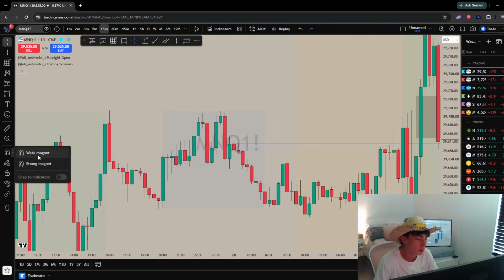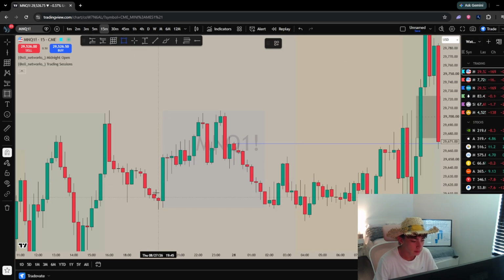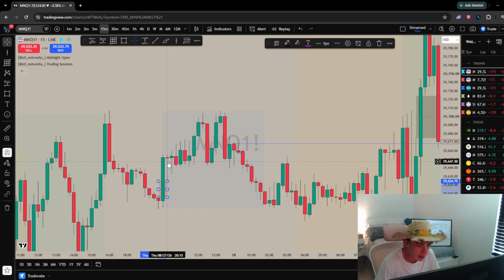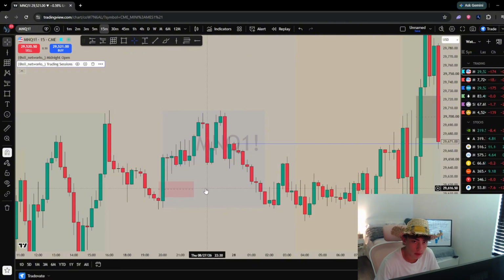So we can take our magnet, put on the weak magnet, and then drag our cursor to the first candle here. There's a candle here, and then there's another candle that goes up, and the next candle following that, the bottom wick makes a gap from the top wick of the first candle. Okay, so now that's our fair value gap. That's our box. That's the zone, right?